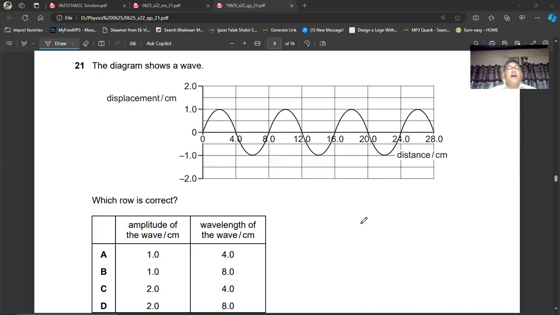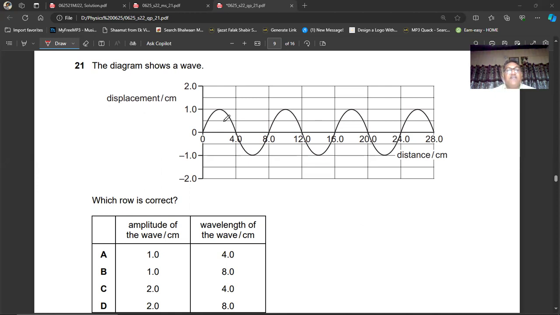Okay, so we are on question number 21. The diagram shows a wave, and we have a displacement distance graph of that wave. On the y-axis, the displacement is shown. On the x-axis, the distance is given. From this graph, very easily, you can tell the amplitude, and from this graph, you can tell the wavelength.